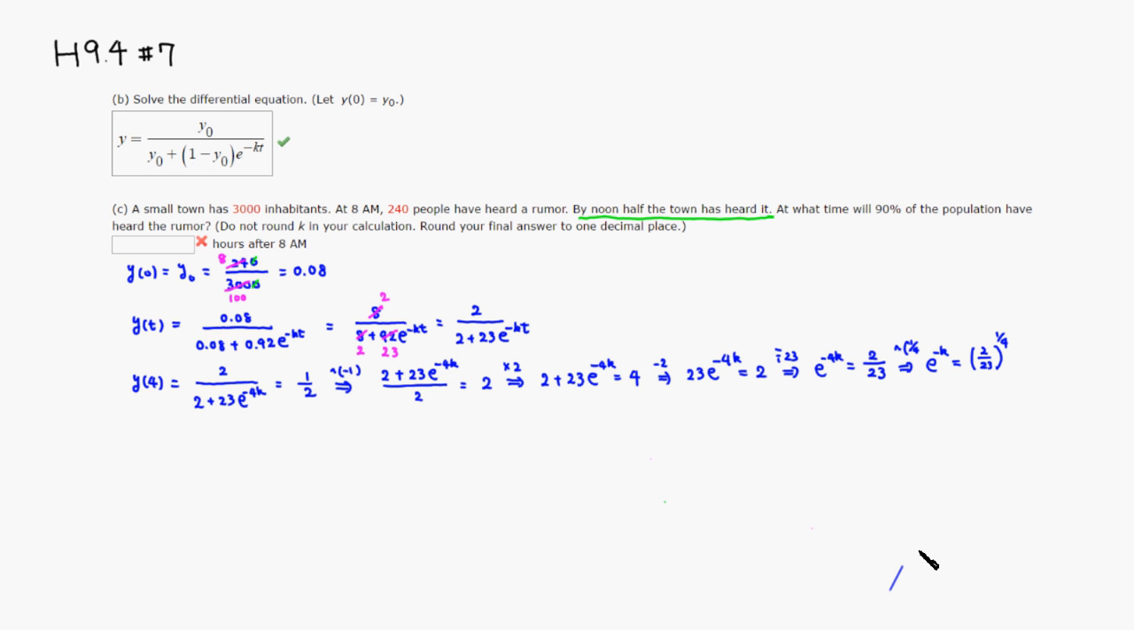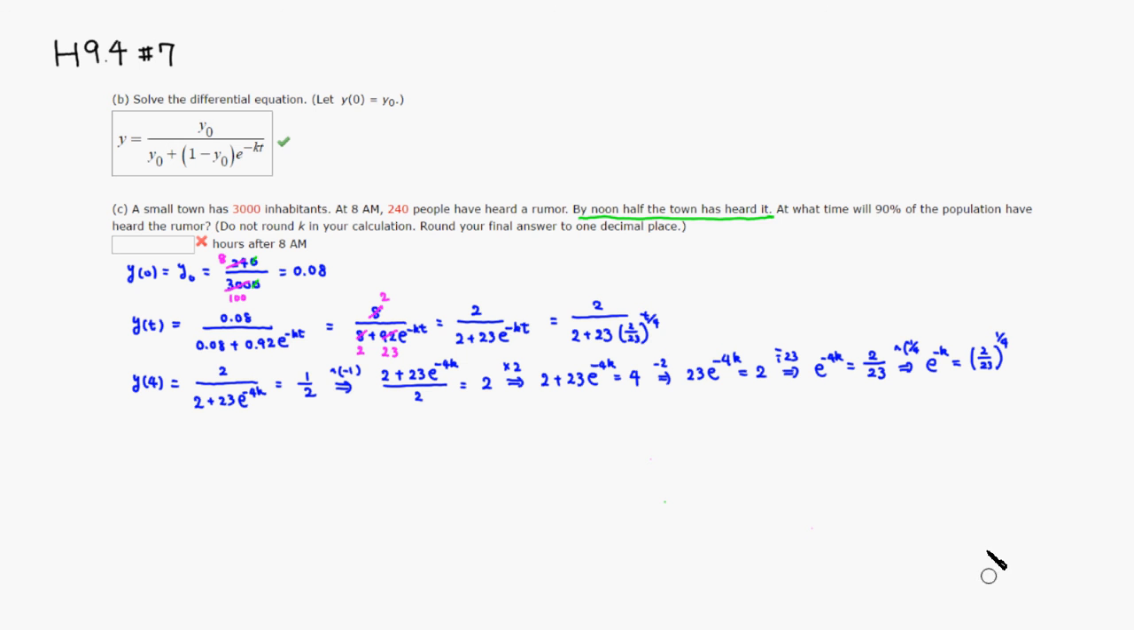So we got this e^(-k), so we can put that into the formula. Actually, the formula is right here, so why don't we put it here? So it's 2 over 2 plus 23, and e^(-k) is that guy, so I'm going to put 2 over 23, raised to the t times t over 4. All right, so we got that.